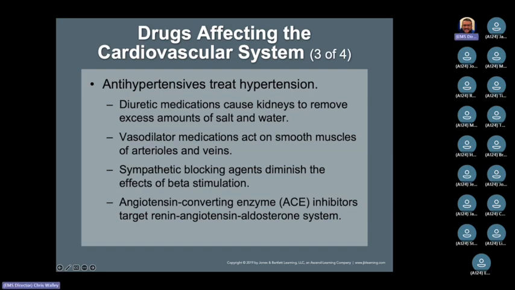Sympathetic blocking agents include our beta blockers and our adrenergic inhibitors. Your beta blockers compete with your epinephrine. The reason why is because they bond to some available receptor sites. It does diminish the effects of beta stimulation, but we need those beta blockers. If you're in a position where you're having to take that, that's something your cardiologist is going to work on.